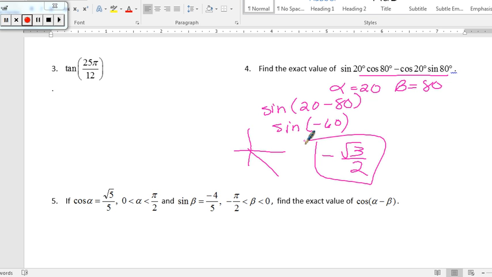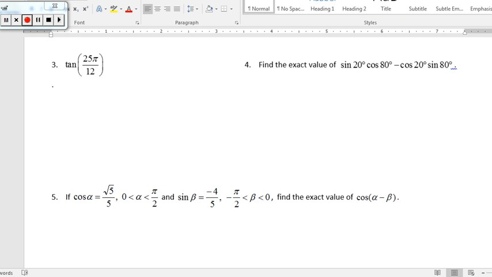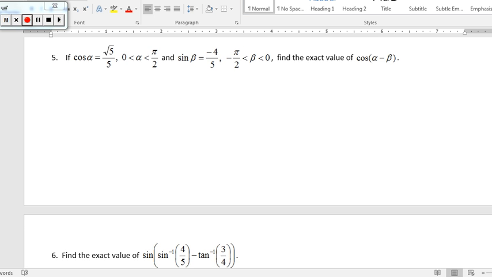All right, let's take a look at problem number 5. Looks a little bit more complicated than it actually is. It tells us that the cosine of alpha is square root of 5 over 5, and it's located in quadrant number 1. So there's quadrant number 1. This is angle alpha. I do know that cosine is the adjacent over the hypotenuse. And using Pythagorean's theorem to get the third side, we'd wind up with 2 square roots of 5.